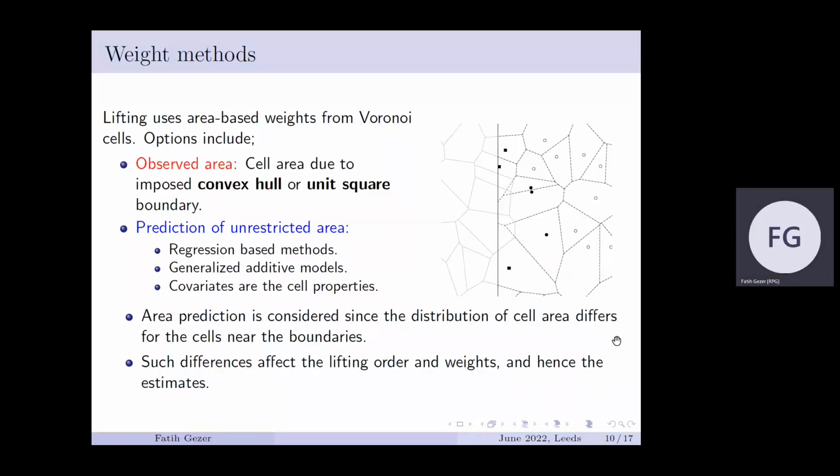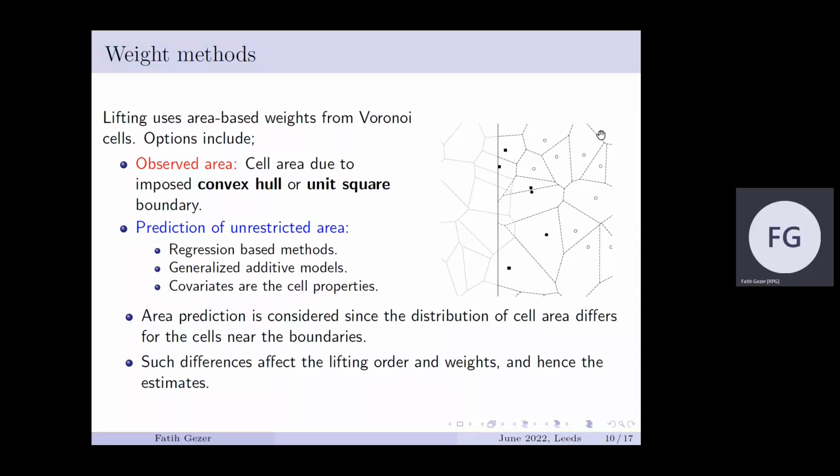So I'm not going to go into the details too much on this lifting topic due to the time, but I would like to give a few ideas on this. When we are estimating the underlying true patterns, we use some weight methods that are calculated from the Voronoi tessellation cell area. But these cell areas in the bounded regions do not reflect the true cell area.